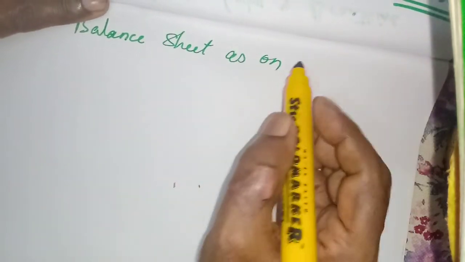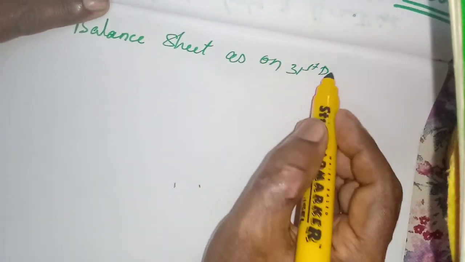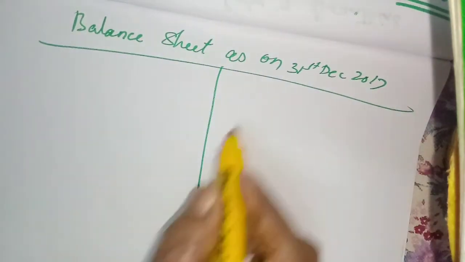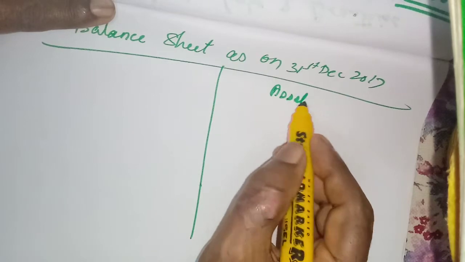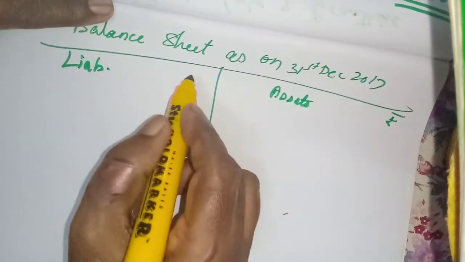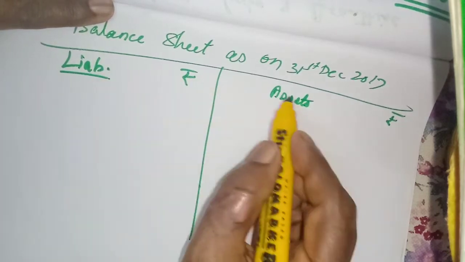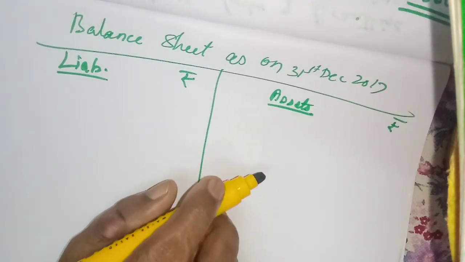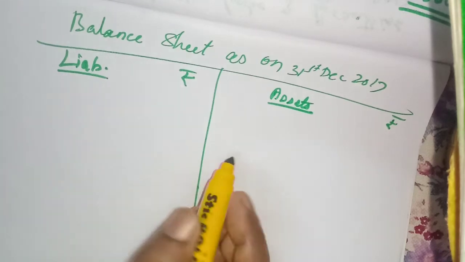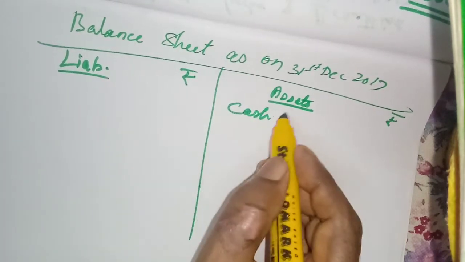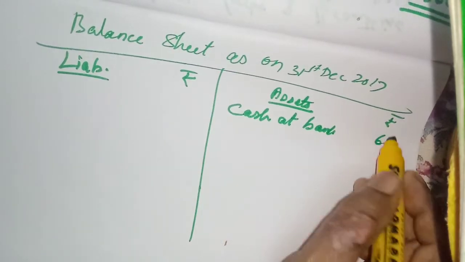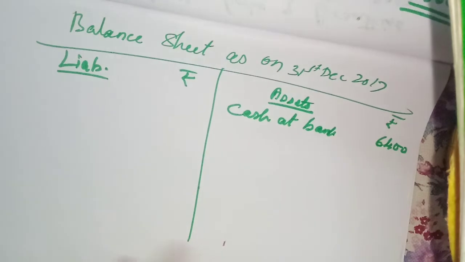Okay, 31st December 2017. Okay, then assets rupees, liabilities rupees. Okay, now we will write first one, cash in hand, cash at bank. Here only cash at bank given, isn't it? Cash at bank 6,400.